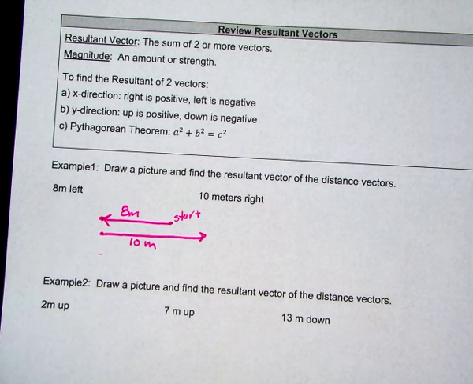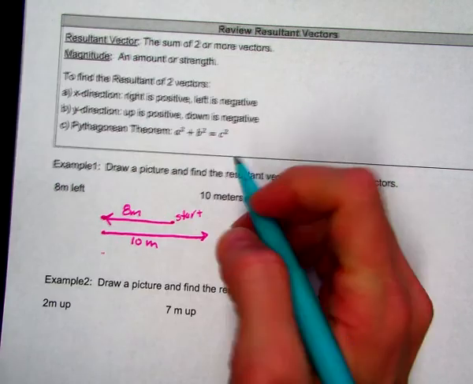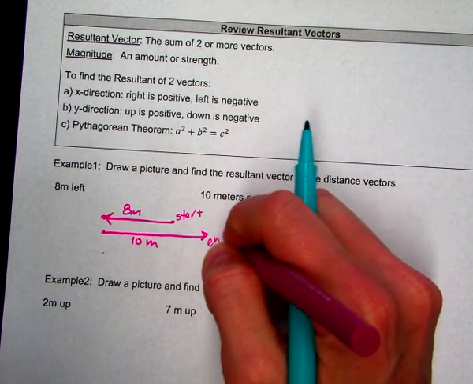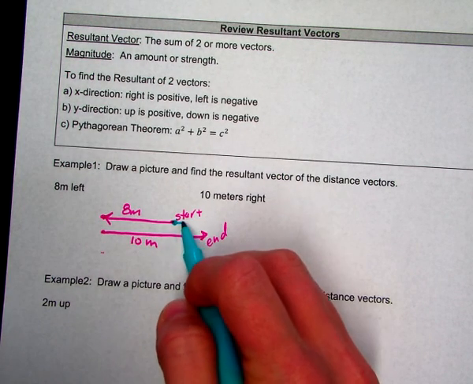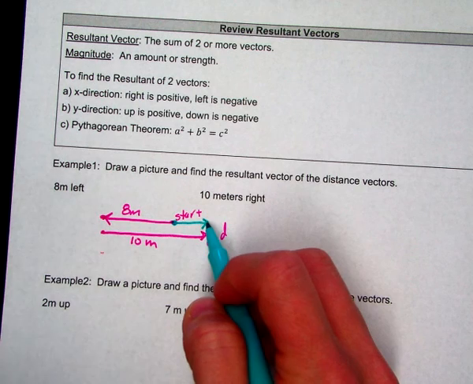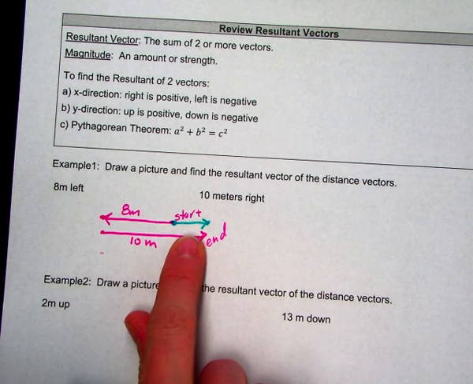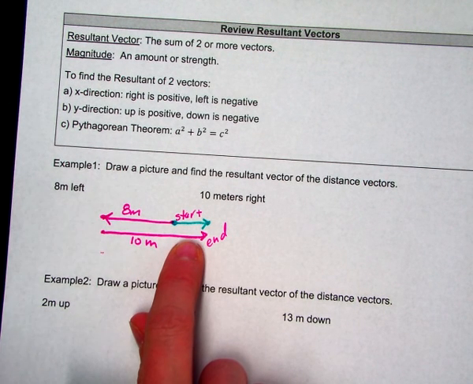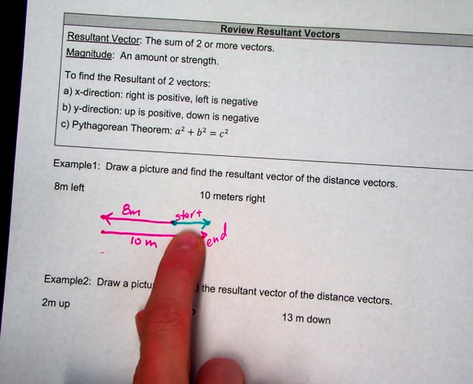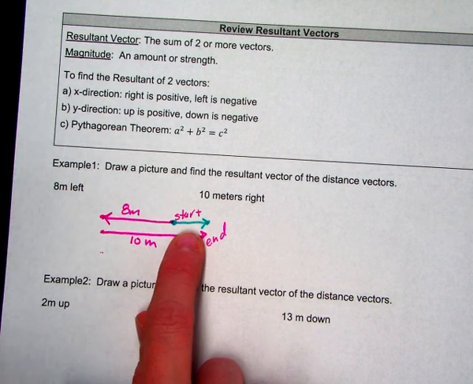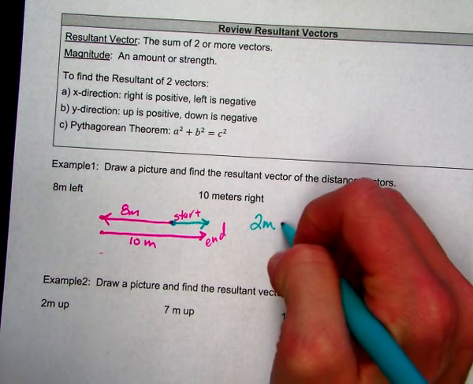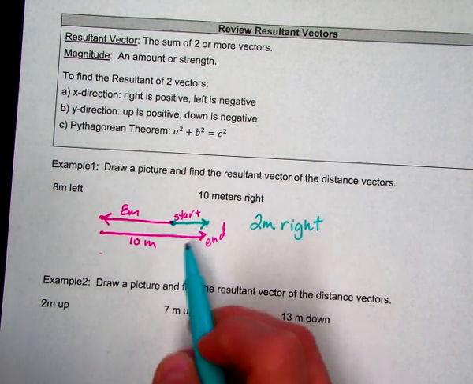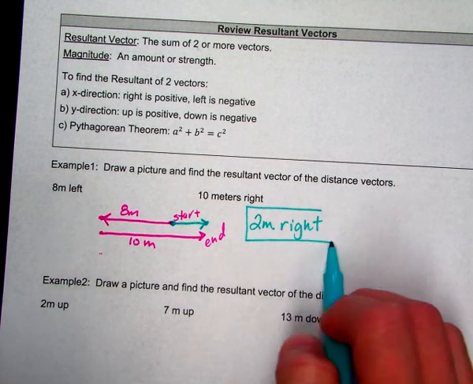So then what happens is I end up with a resultant vector from the start to the end. This is where I started, and this is where I end, and this is the resultant vector that I'm looking for, this blue guy, right? So the blue guy, that resultant, is what? How far is that? 2 meters in what direction? To the right. So this is a visual representation of what's going on, okay?